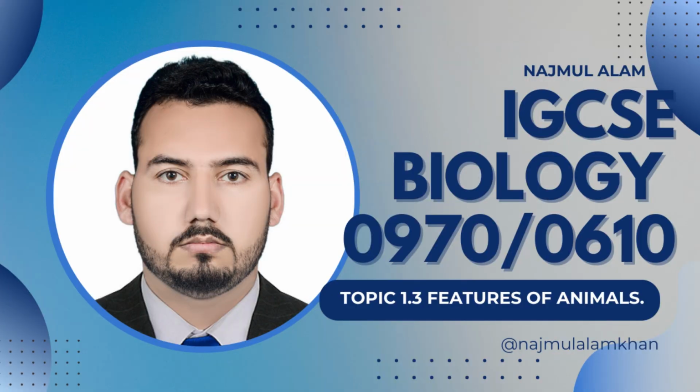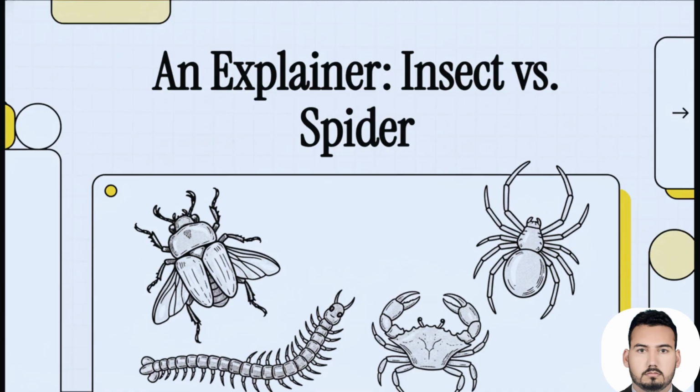You know that feeling when some little creepy crawly darts across the floor and you just call it a bug? Yeah, we've all been there. But that tiny world all around us is way more specific than we think. So what is the real difference between a spider and a beetle, or say a centipede and a crab? Well, let's break it all down.